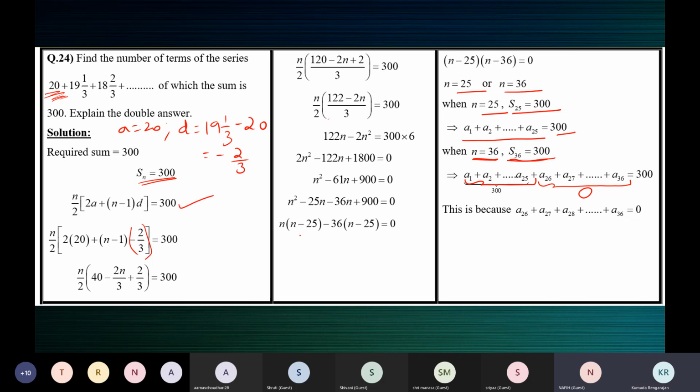So how many terms can you take to get sum 300? You can take the first 25 terms or the first 36 terms. Both will give you sum 300. But how is it possible? That's because the sum of all the terms from the 26th to the 36th is 0. That's why the sum is not altered. From a1 to a25, the sum is 300.